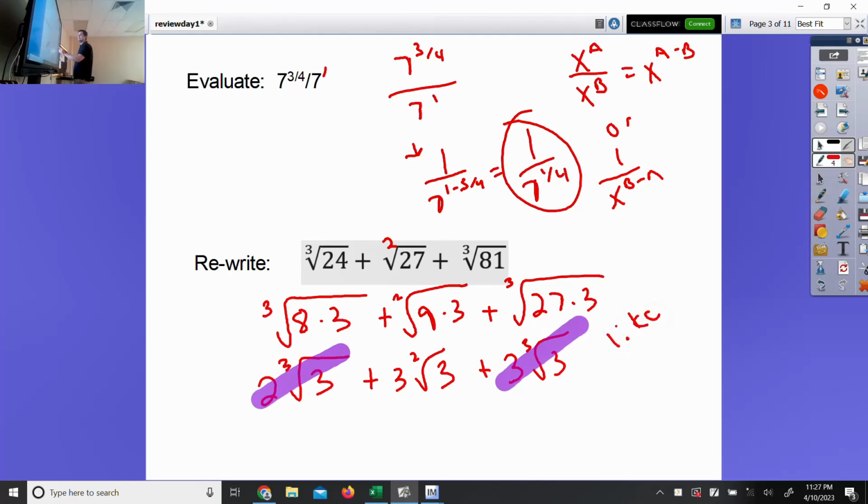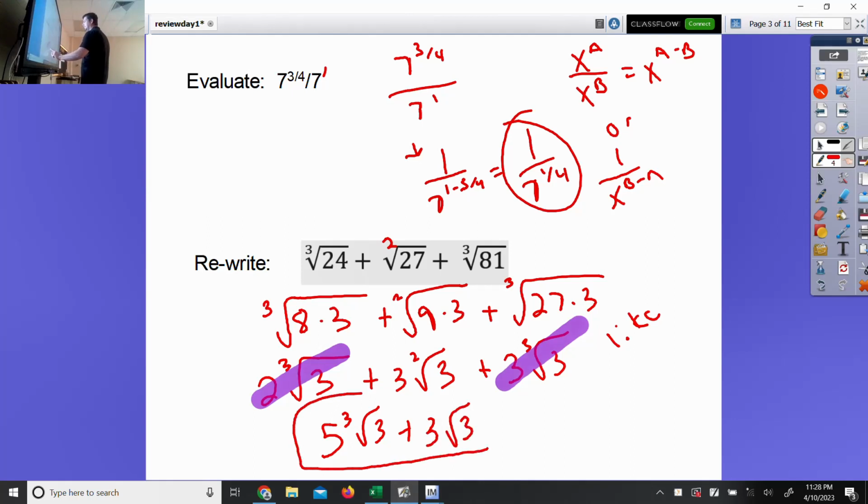They can be added. You know, my 5-year-old can do this. 2 plus 3, by God, it's 5, right? So there's 5 cubic roots of 3 plus 3 square roots of 3. And that is as far as you can go with that by hand. These are not calculator problems.